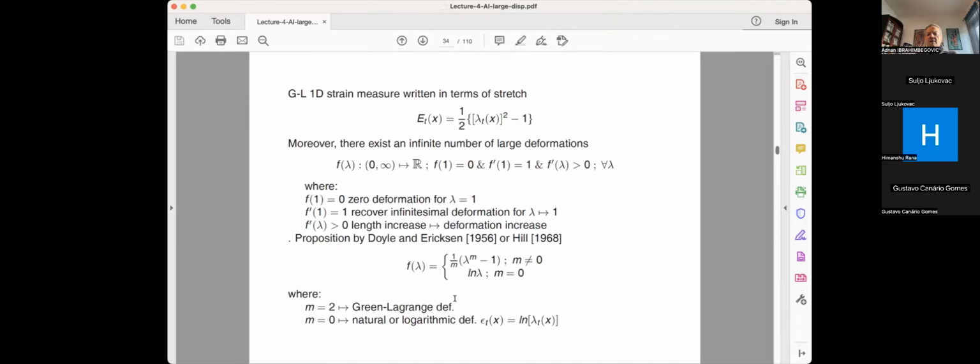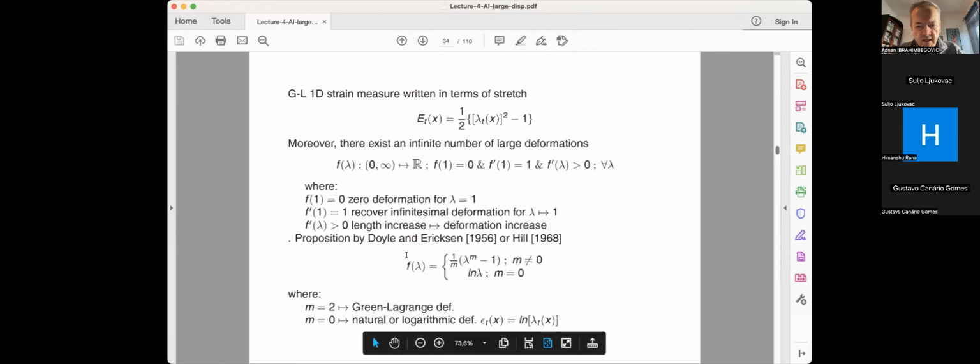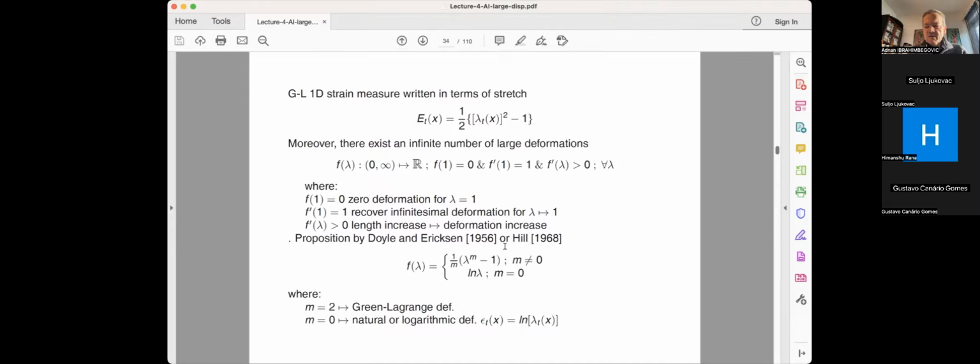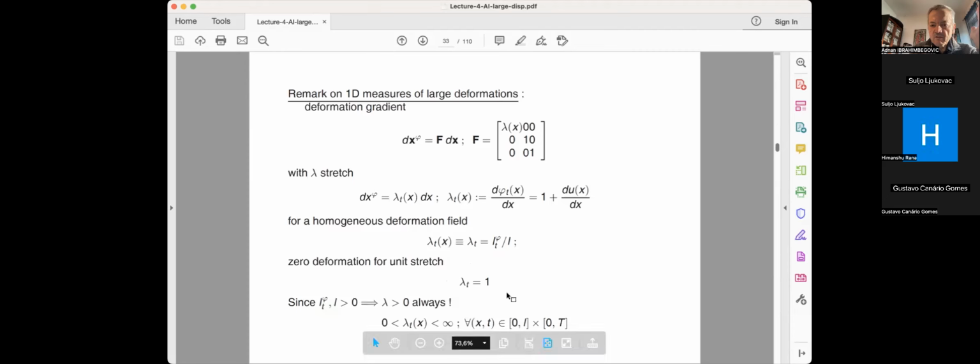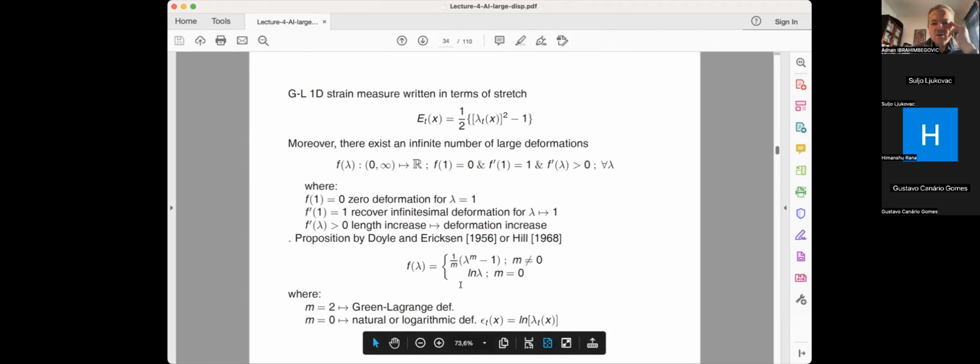And this is one possibility, but in fact, this is a formula of Doyle and Erickson, where they said that also Hill used this in his approach on principal direction. So it was taken back by a book called Ogden from these notes of Hill, basically saying that you can build any strain measure by starting with a stretch such that f of 1, when stretch is equal to 1, it should be equal to 0, because that's really what you want when you have a 0 deformation.